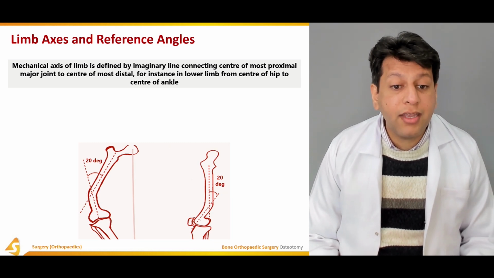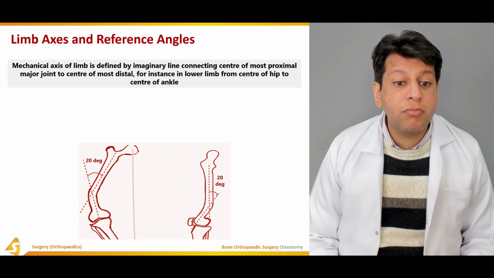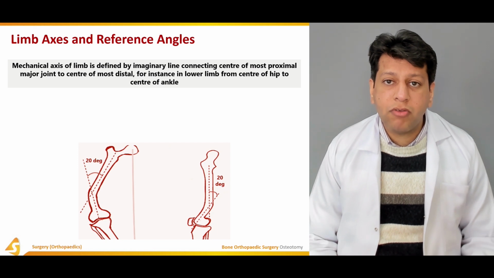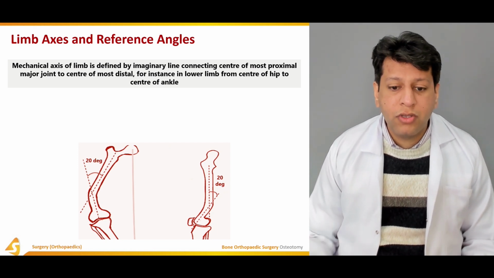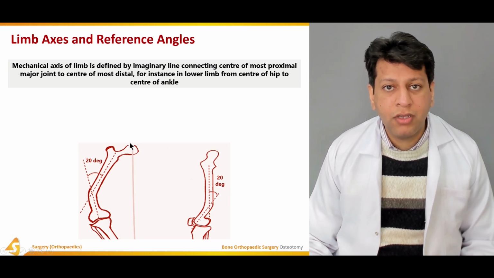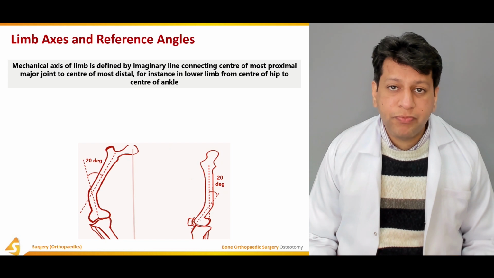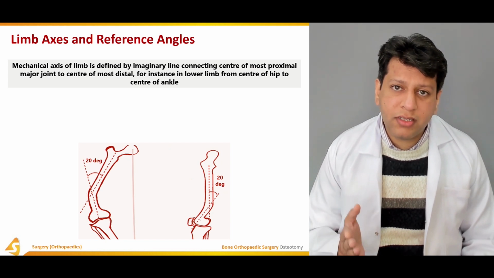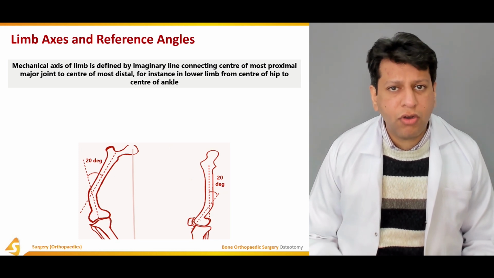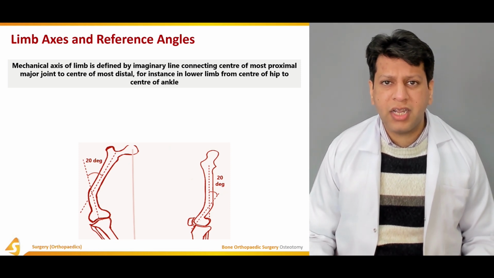The mechanical axis of the limb is defined by an imaginary line connecting the center of the most proximal major joint to the center of the most distal. For example, taking a lower limb, the major joint is the hip joint. So this limb's mechanical axis starts right from here, the center of the head of the femur, and goes all the way down to the center of the ankle. In a normal limb, when this line crosses the knee, it goes almost through the center of the tibia, although not exactly through the center, but almost.